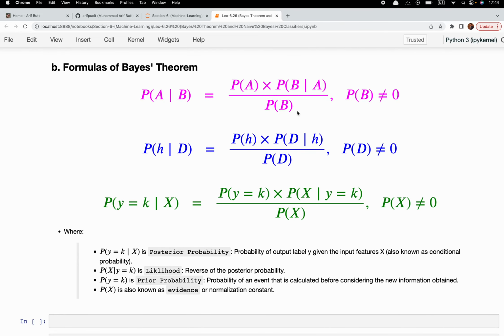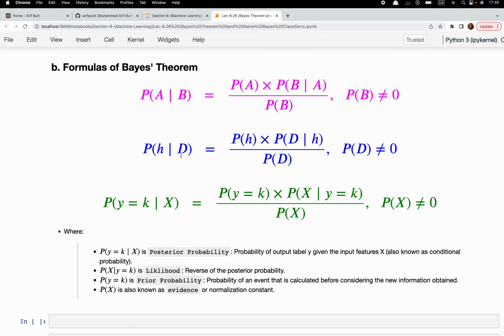My dear students, in literature you will come across these three versions of the formula, and the first one is mostly used by statisticians where A and B are two events. This middle one shown in blue color is used by data scientists and machine learning engineers, where this lowercase h is the hypothesis whose probability is to be computed given the observed data represented with this uppercase D.